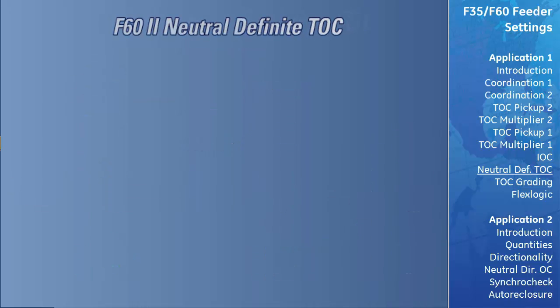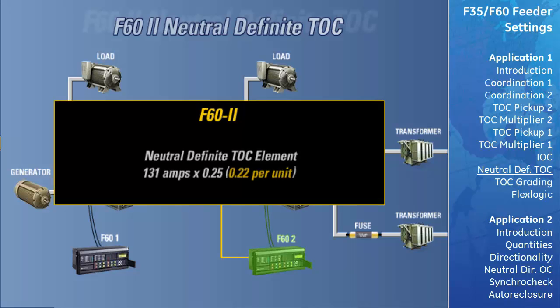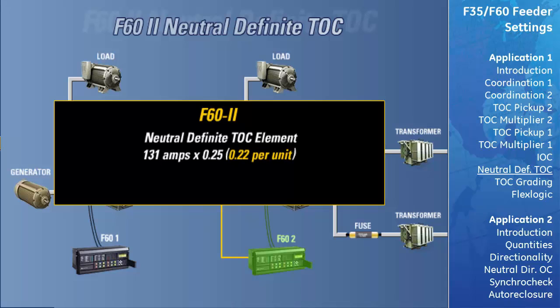We will now determine the neutral definite time overcurrent for F62. Since we don't have a dedicated ground CT, we will use the neutral definite time overcurrent element. It should be set to 25% of the phase overload current, or 131 amps, which is 0.22 per unit. The delay should be set greater than 2 cycles to ensure that a transient condition will not cause its operation. Therefore, a value of 40 milliseconds will be chosen.